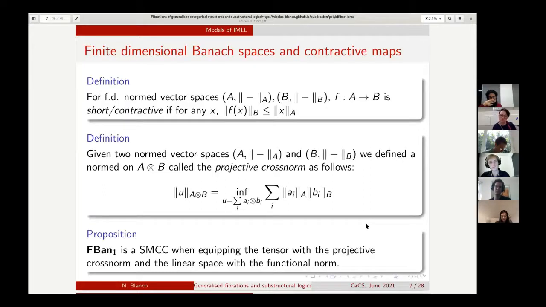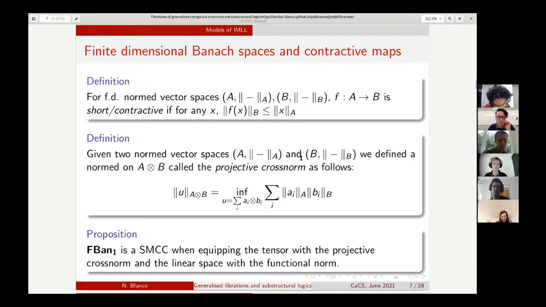And there is a second model that is interesting for this talk, and it uses finite dimensional Banach spaces. So you just put a norm on your vector space. And the maps that you will consider are called short linear maps or contractive linear maps. These are the maps that have this property: for any x, the norm of the image is less than or equal to the norm of the antecedent. Another way of thinking of this is saying if x is of norm less than 1, so if it's in the unit ball, then its image will also be in the unit ball.